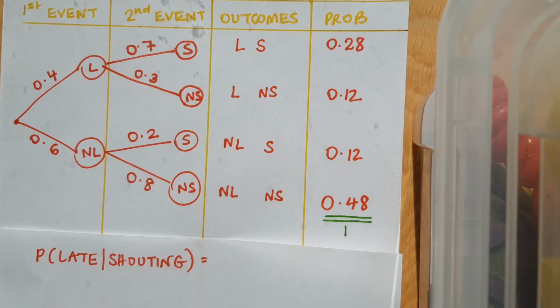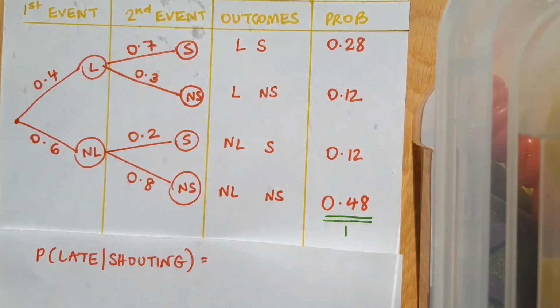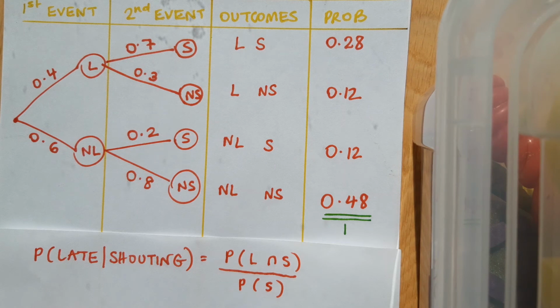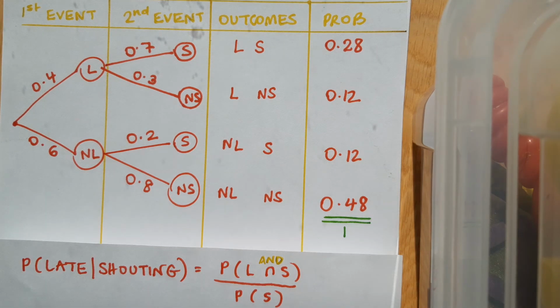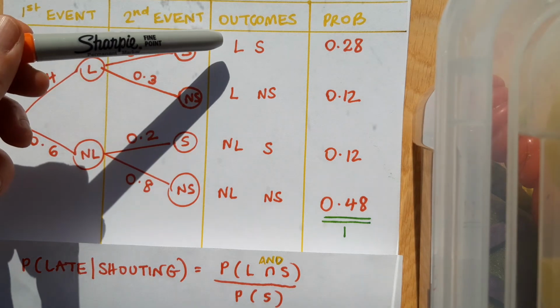So again, what are we trying to find? The probability that he is late, given that we hear shouting. So let's go back and use our formula so that we know how we're going to proceed. So I need to put on top the probability that he is late and I hear shouting over the probability that I hear shouting. So the first is easy to identify. The probability that he is late and I hear shouting is just my first entry in my outcomes here.